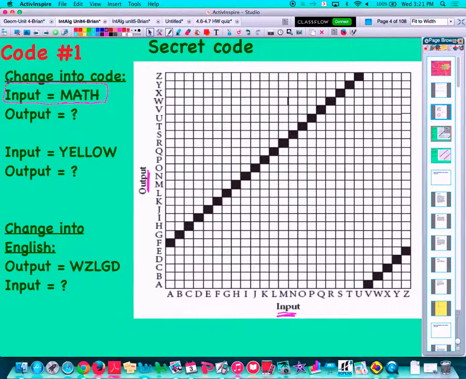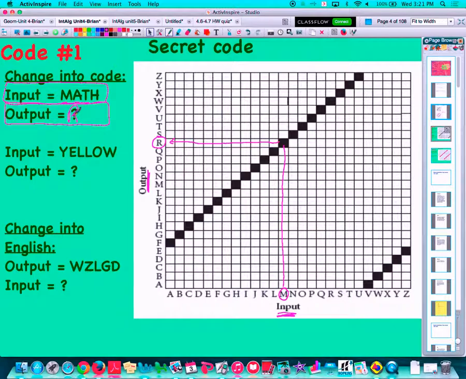And now we're going to figure out what the output would be, what the secret code would be for the word math. So since math is the input, we're going to find the letter M for math on the input side. So we find M down here, and then we're going to follow that up to the blackened square here, and then follow it over to what letter it goes with. So the letter M goes with the letter R for an output. So now you can write output over here, and the first letter of the output would be letter R. So R is the output for letter M.